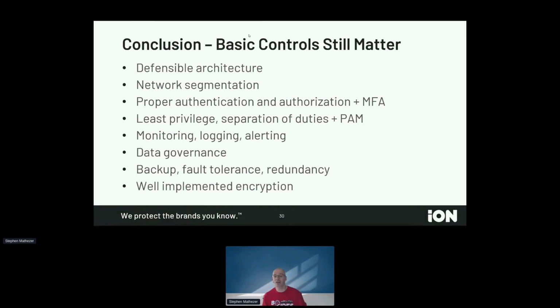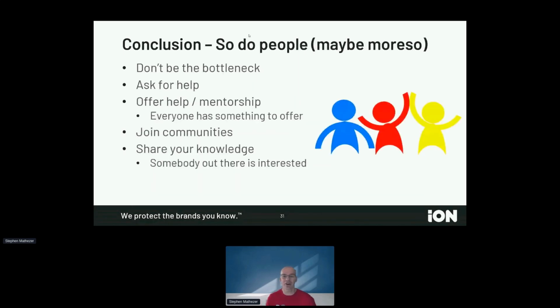Data governance was not the Empire's strong suit, from Death Star plans to passwords. Neither was backup, fault tolerance, or redundancy. There was a single point of failure in every one of those Death Stars, and encryption apparently really wasn't a thing. So basic controls still matter, but to finish where I started, so do people, and maybe more so.